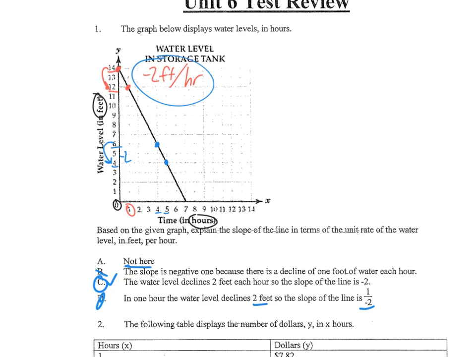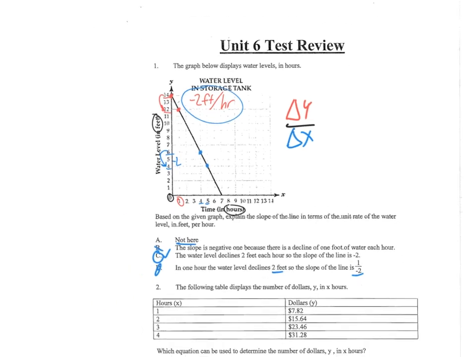There are other ways to do it. I do want to mention that you can always do change of Y over change of X. That would have absolutely worked. In fact, that's really what we did. We looked at how many feet it changed over 1 hour, and that's our change of Y over our change of X. We just kind of reasoned our way through it instead.